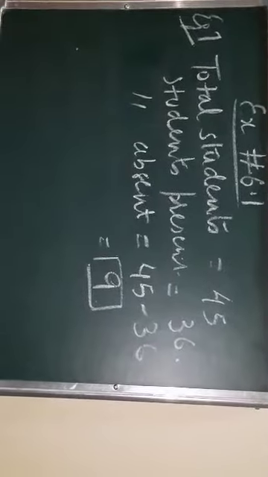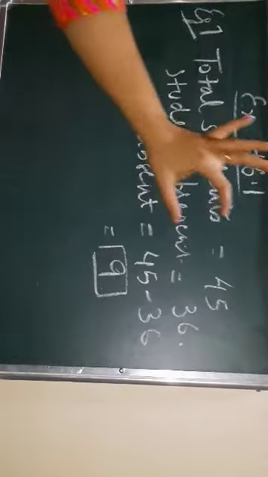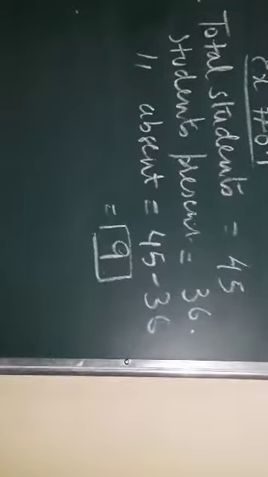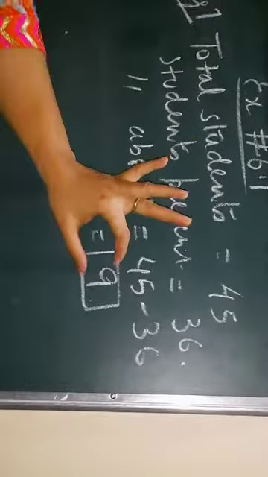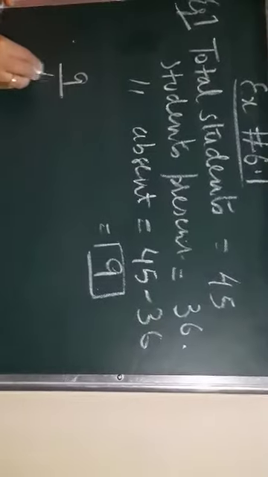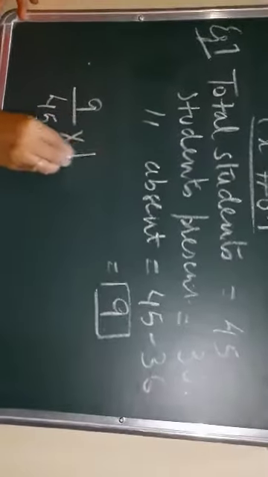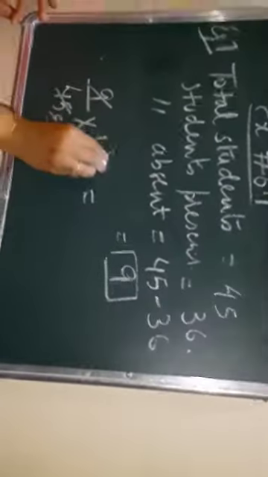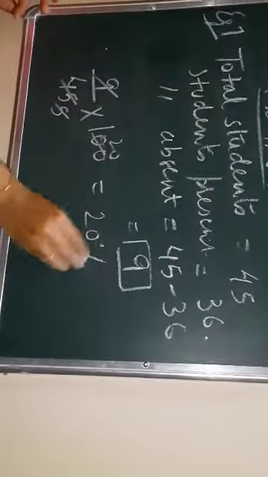Now we have told you that if we take 9 of 45, how will you express 9 as a percentage of 45? We did this in example number 3. You have to tell what percent of 45 this is. So how will you do it? You will write 9 upon 45 into 100. So it will be 20. So 20% students are absent.